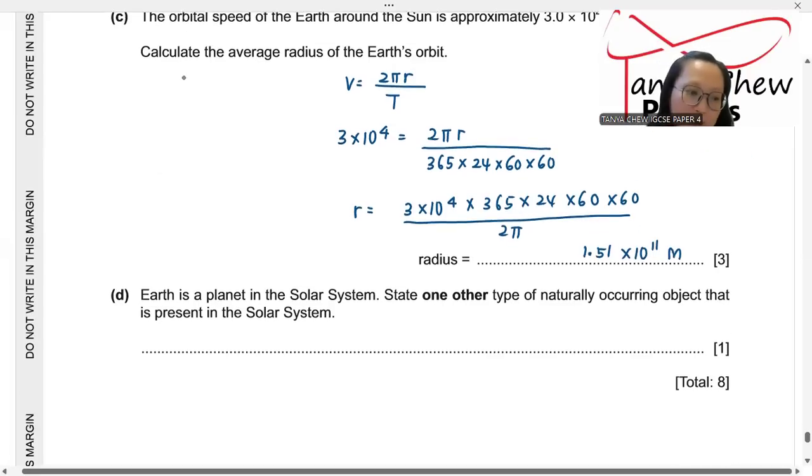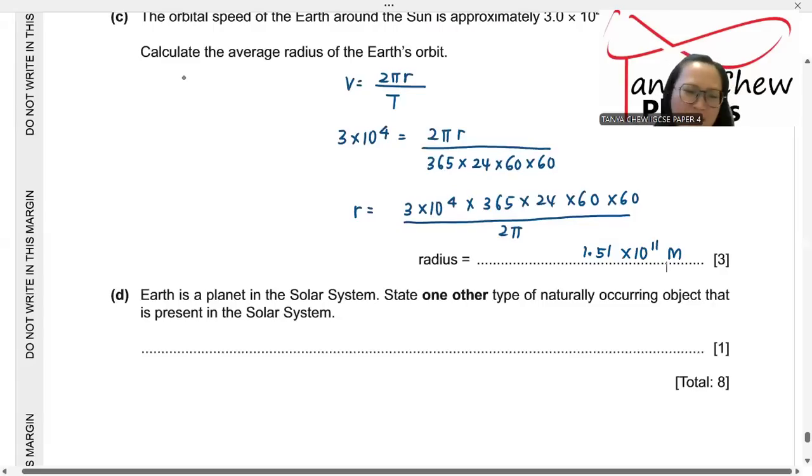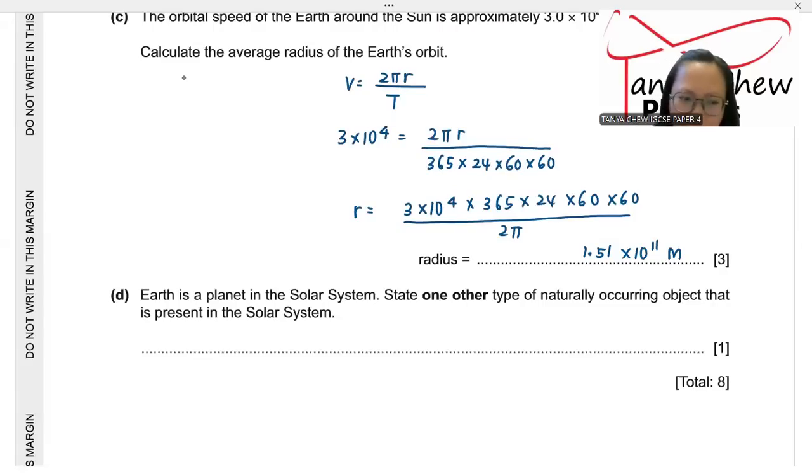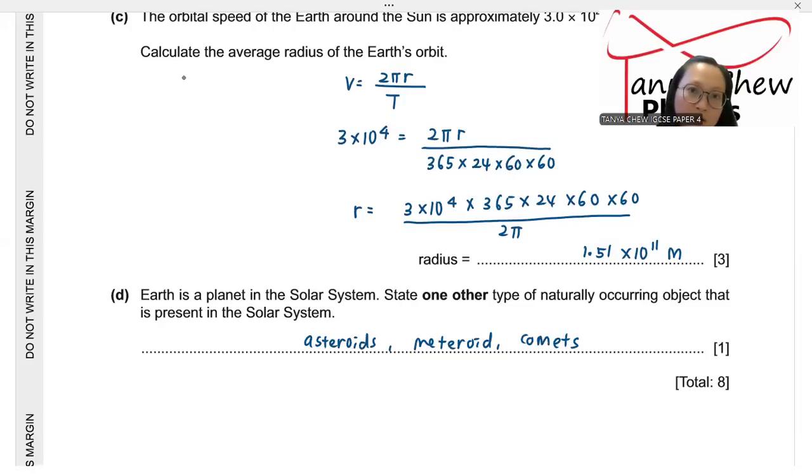Okay, now last part. Earth is a planet in the solar system. State one other type of naturally occurring object that is present in the solar system. So you can state many things actually present. It could be asteroids, it could be meteoroids, just state one, comets, etc. And that's it.